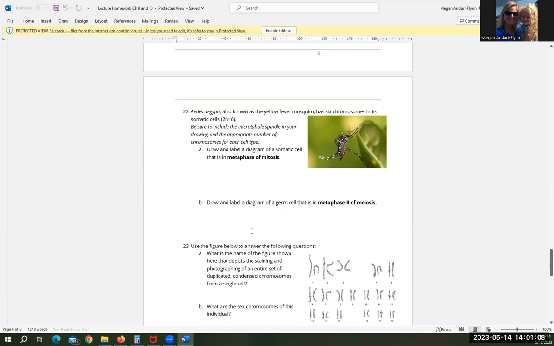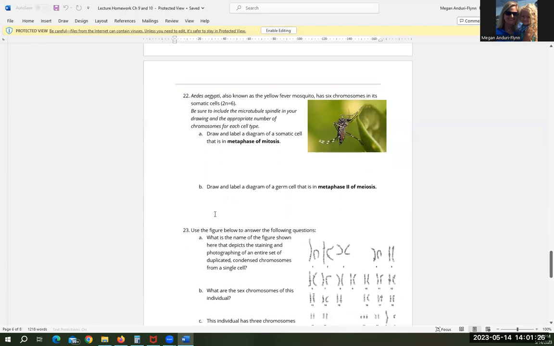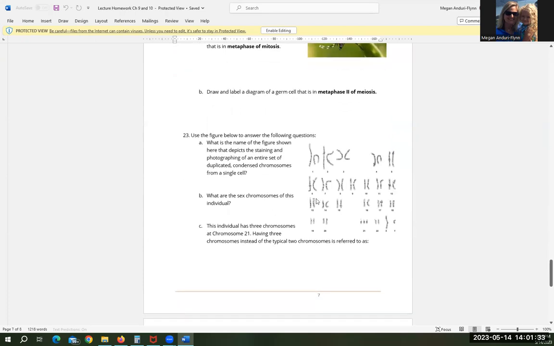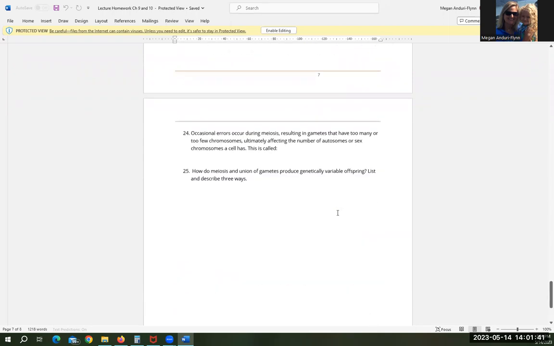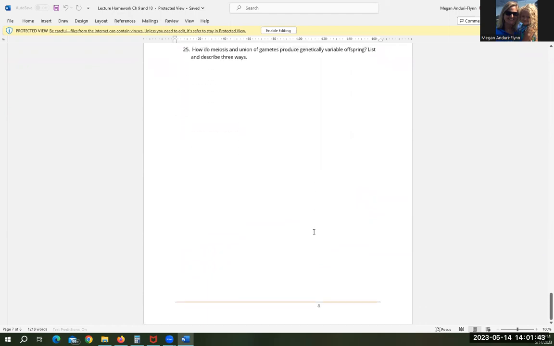And then we're going to do the same thing, but we're going to look at a germ cell instead of a typical body cell. So that's a cell that's found in the ovaries or the testes. And we're going to draw what it looks like during a specific stage in meiosis called metaphase 2. Okay, so draw that out. Think about how many chromosomes will be in there. Here we have a karyotype, so you can see all the chromosomes displayed, and you're going to be answering some questions on that. Okay, and then we have some short answer questions.